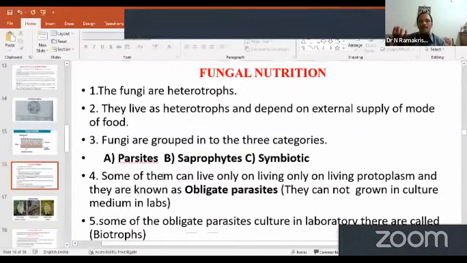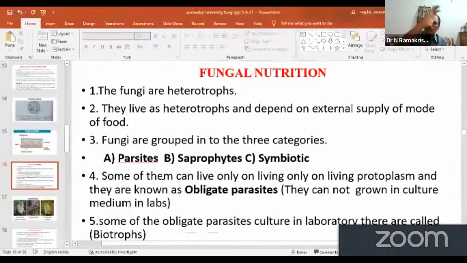They cannot grow in culture medium in labs. Parasites means they depend completely on the host; if there is no host, these types of fungi do not exist. But among these, the obligate parasite is the most important. Obligate parasites, if there is no host, do not grow, and they cannot grow in our laboratories.